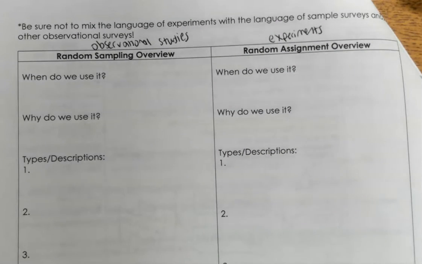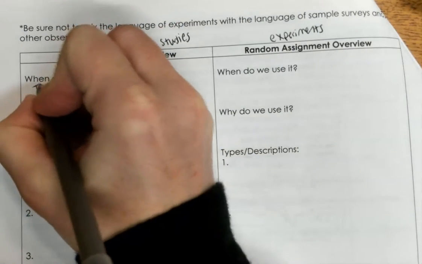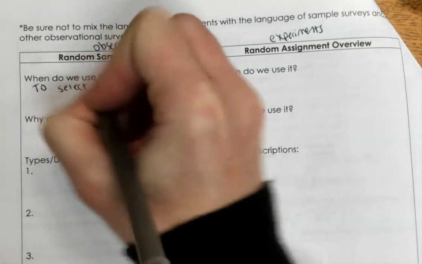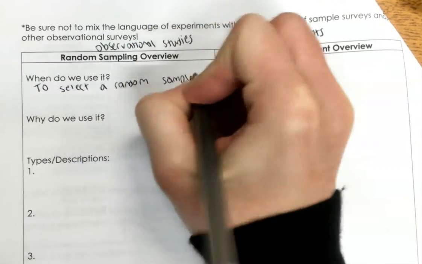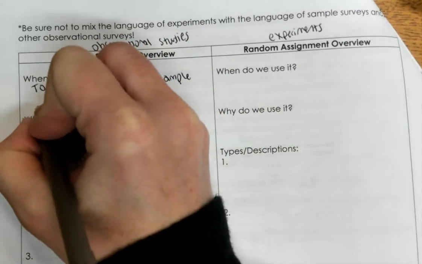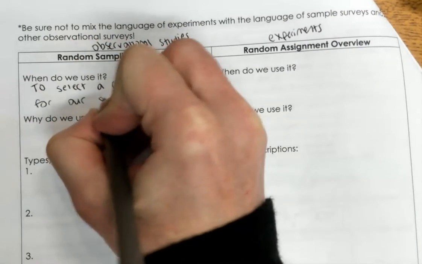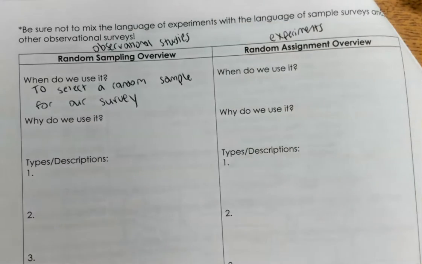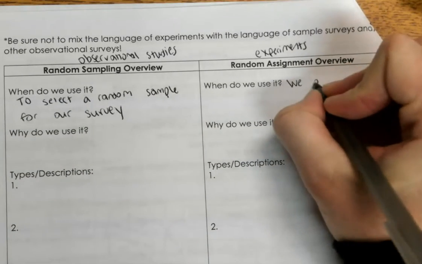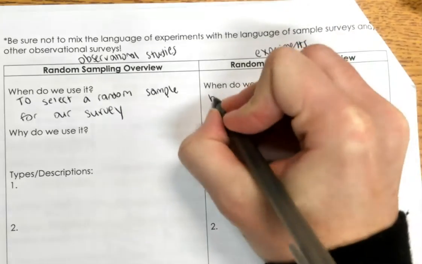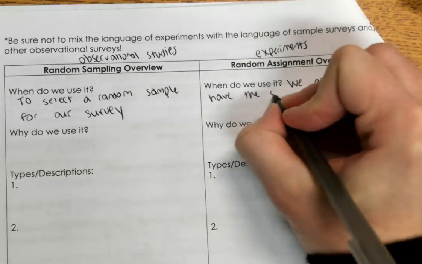All right, random sampling overview. When do we use it? So we use it to select a random sample for our survey. So we're selecting the people that we're going to survey. Compare that to random assignment. The people have already been selected. We already have our sample. So we already have the sample size.